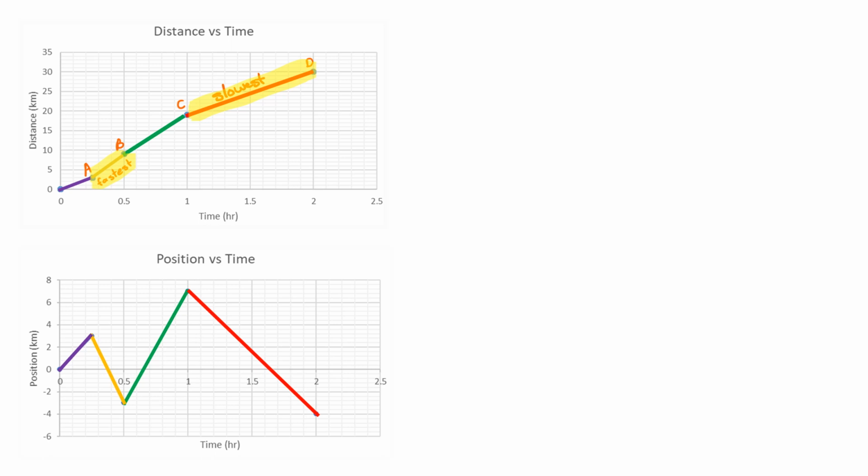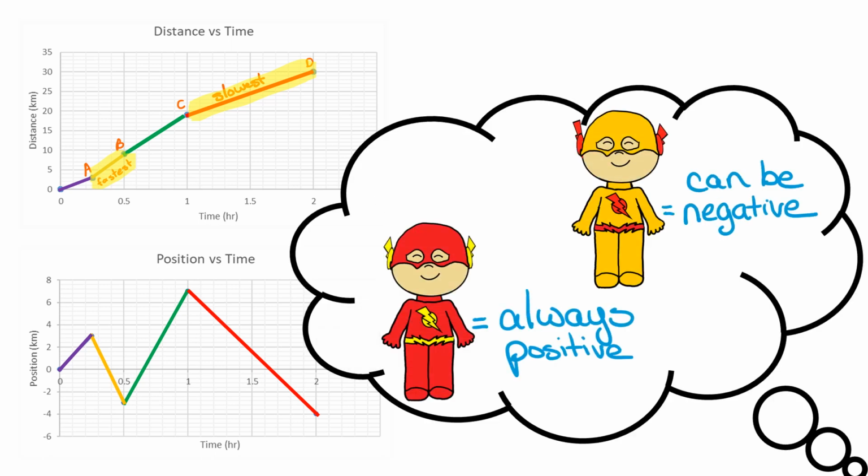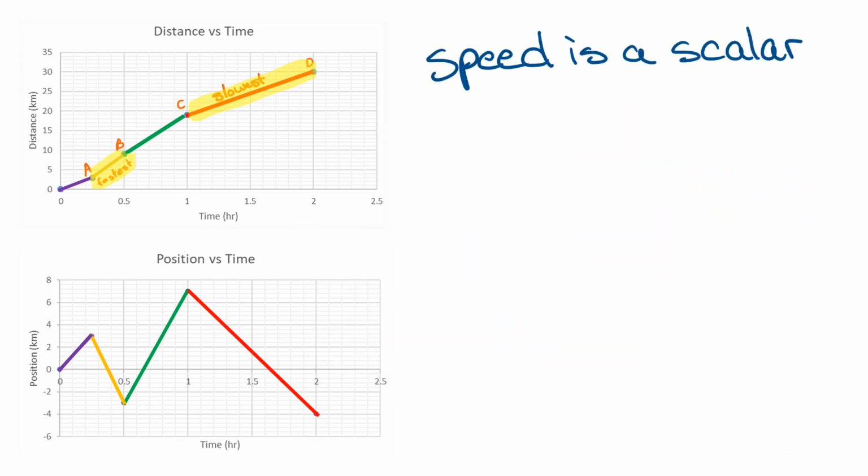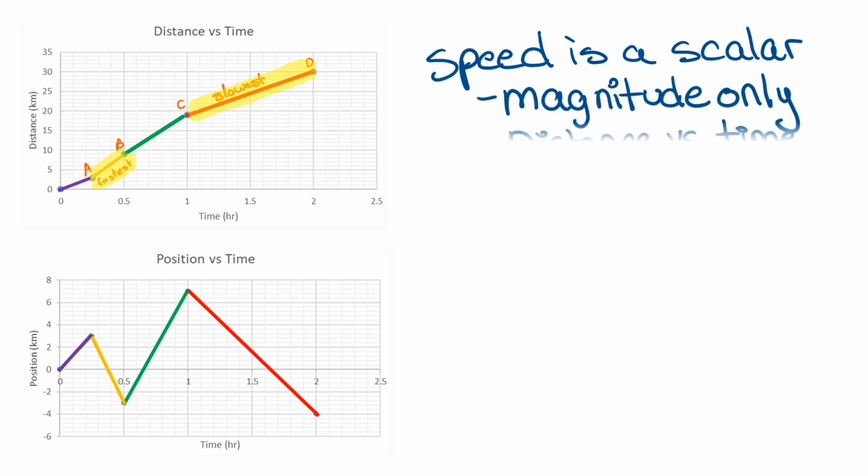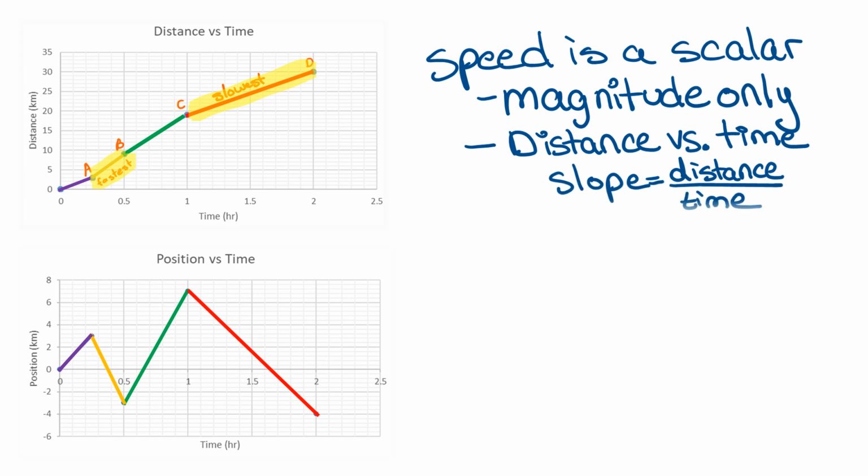Okay, Alex, let's try to summarize what we've learned about speed and velocity. I guess you could see it that way, Alex, but let's try to put this in physics terms. Speed is a scalar, which means it only consists of magnitude, no direction, meaning you will not see a negative value on the distance versus time graphs because the slope is referring to speed, which is distance divided by time.